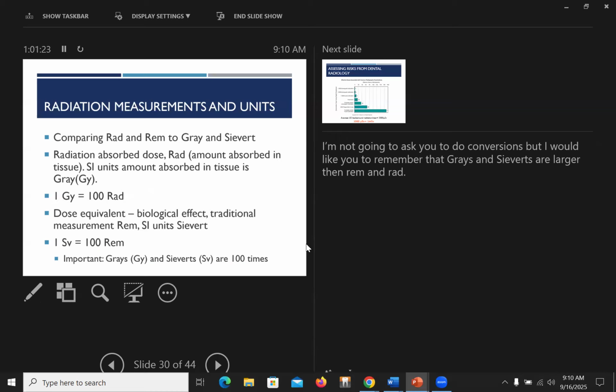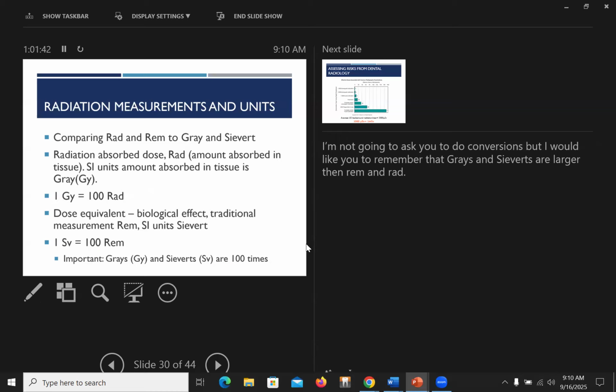So they're both measuring the amount that a person absorbs, and they figured out the equivalency. But if you're like, I was exposed to 2 rads of radiation versus I was exposed to 2 Grays of radiation, vastly different. And that's the concept there.